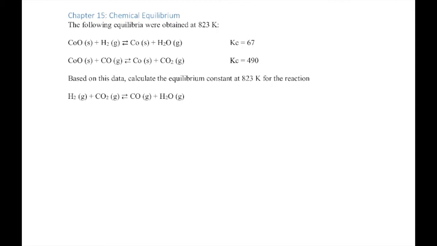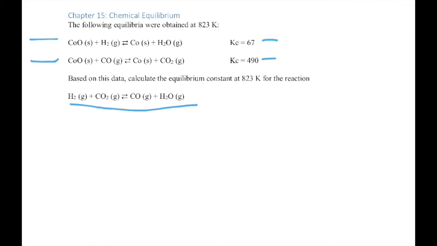Okay, welcome back. We are looking at another problem in Chapter 15, Chemical Equilibria. The following equilibria were obtained at 823 Kelvin. So we're given two reactions, and we are given their Kc values. Based on this data, calculate the equilibrium constant at 823 Kelvin for this overall reaction.